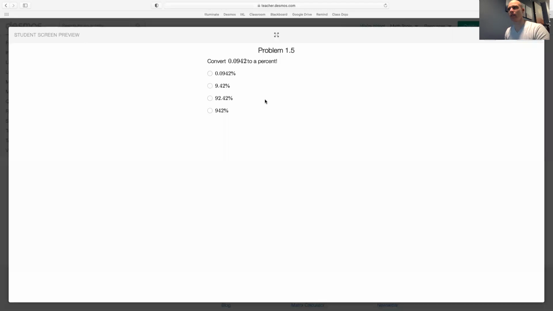All right, and the last one of these conversions, we have 0.0942. And to turn this to a percent, we're just going to move that decimal point 2 spaces, and we have 9.42%.